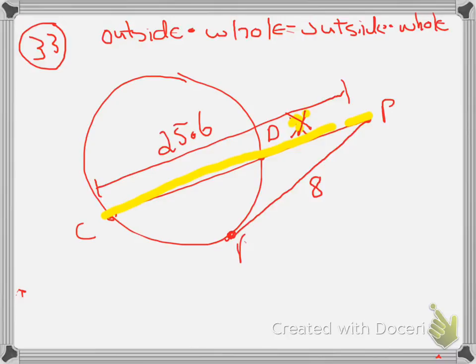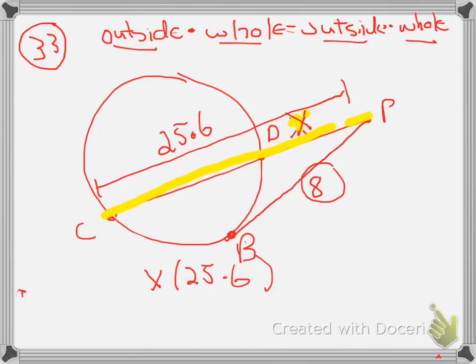Our other segment over here, segment PB, is called a tangent segment because it's part of a tangent line, a line that intersects a circle in only one point. All it has is a part outside. So when we try to use our rule, part outside times whole equals part outside times whole, for angles whose vertex is outside the circle, we have to use the 8 twice. It's both the part outside and the whole. So our equation is part outside x times whole length 25.6 equals part outside 8 times whole length 8.